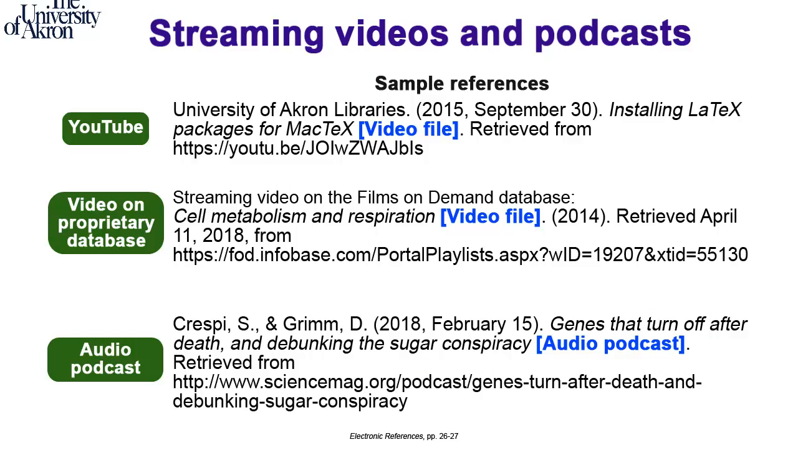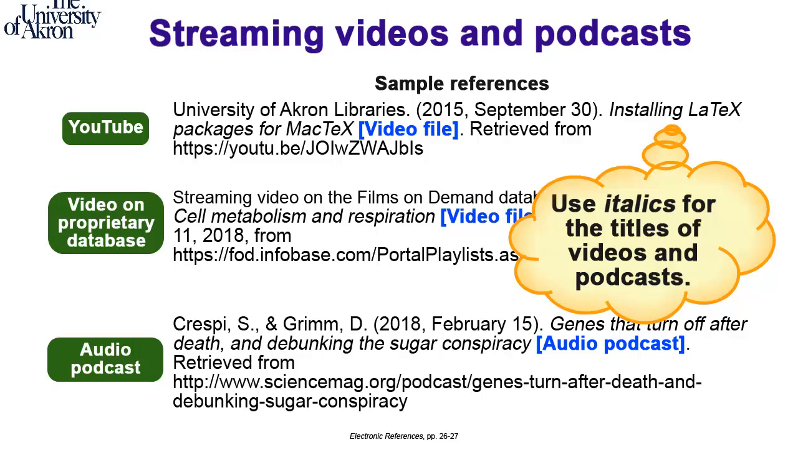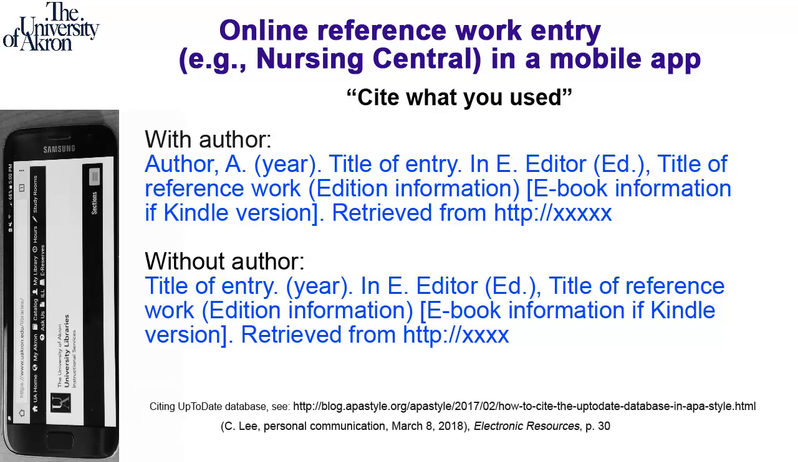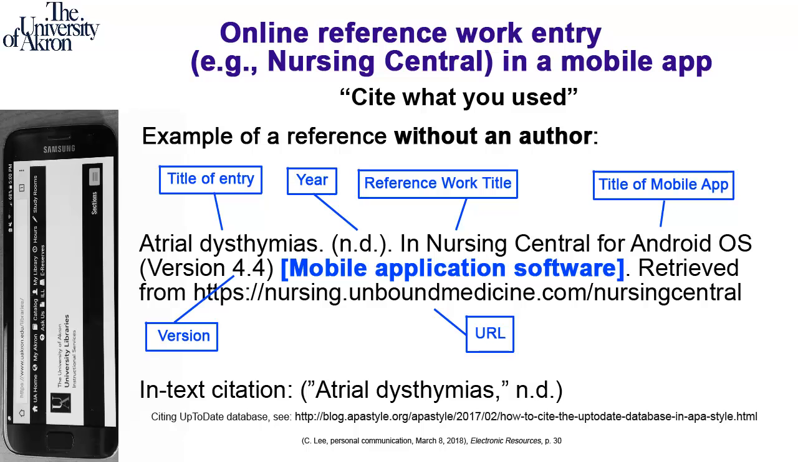For the titles of audiovisual media such as streaming videos and podcasts, use italics. Citing sources from a mobile app appears similar to citing from an ebook. In the example, the reference is similar to citing an ebook chapter but also includes the title of the mobile app in its version as well as the format enclosed in brackets, mobile application software.